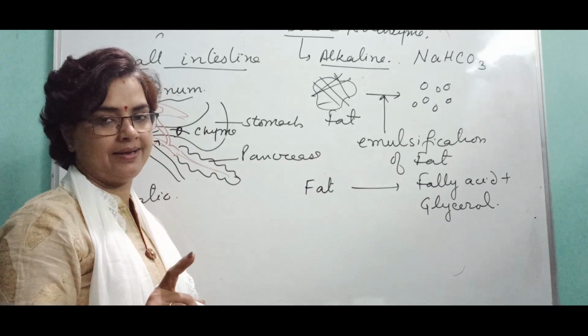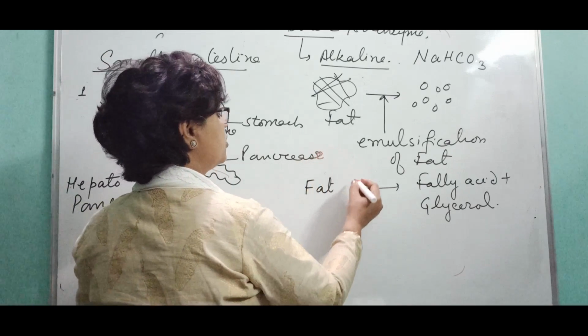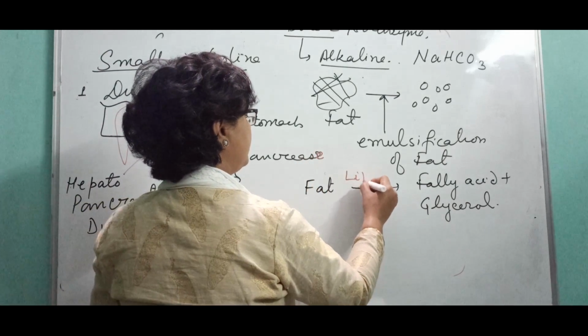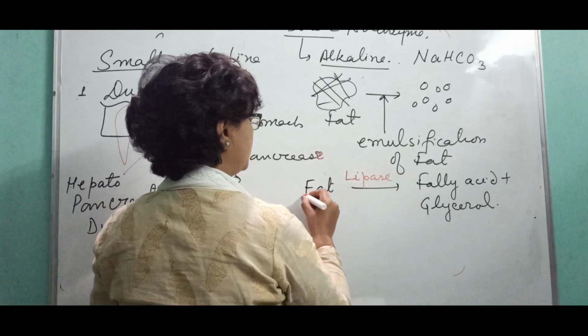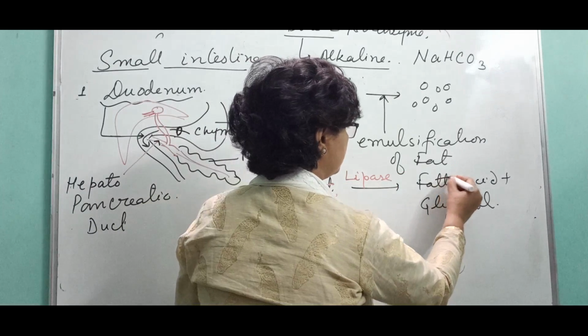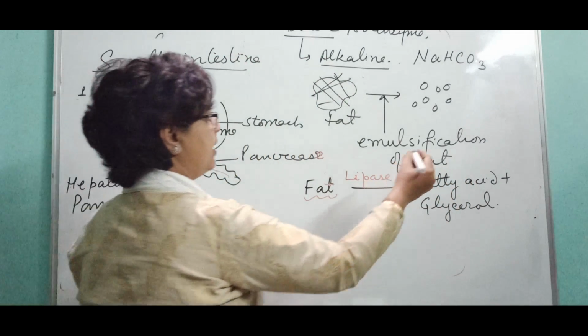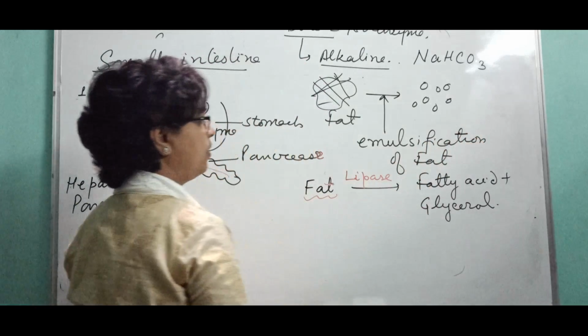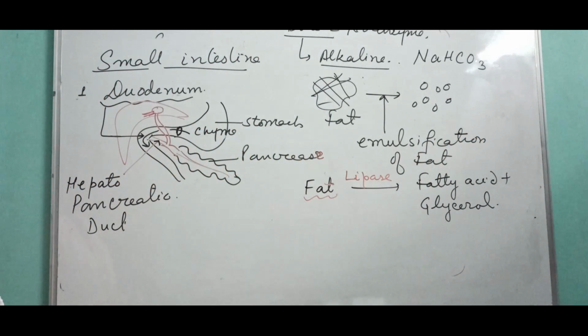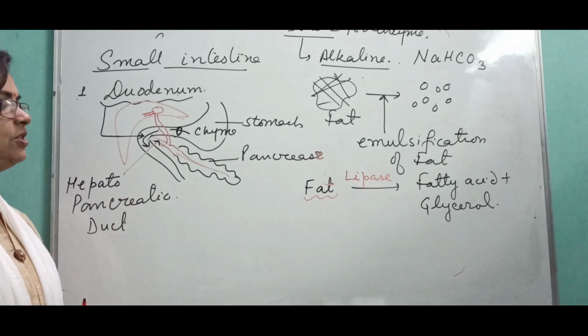So this is the pancreatic juice which is responsible for secreting the enzyme. Bile does not contain any enzyme. This is the pancreatic juice which contains enzymes. So the first enzyme is lipase, which is responsible for digestion of fat into fatty acid and glycerol. This is fatty acid and glycerol, and this is emulsification of fat.